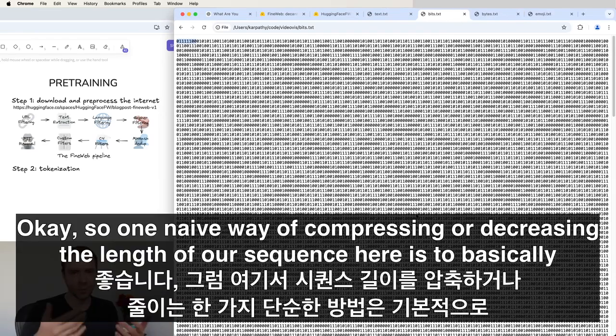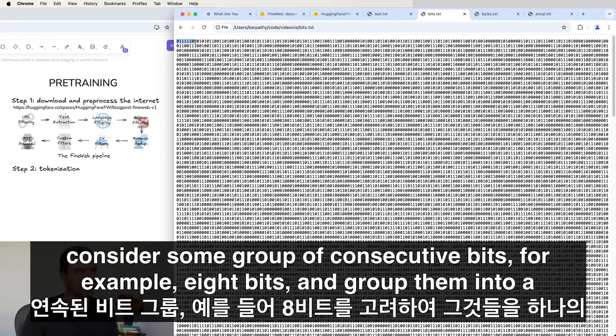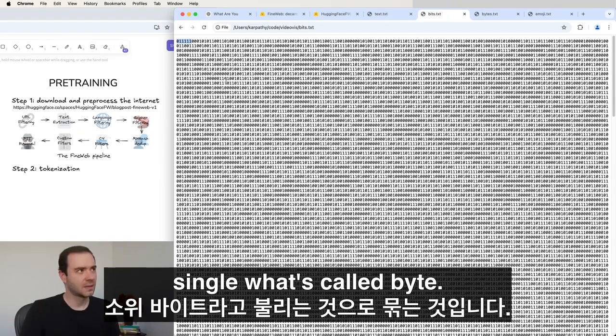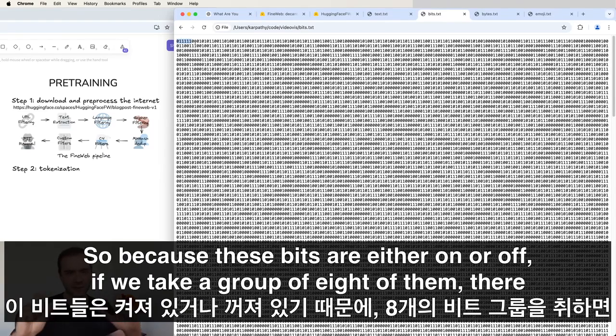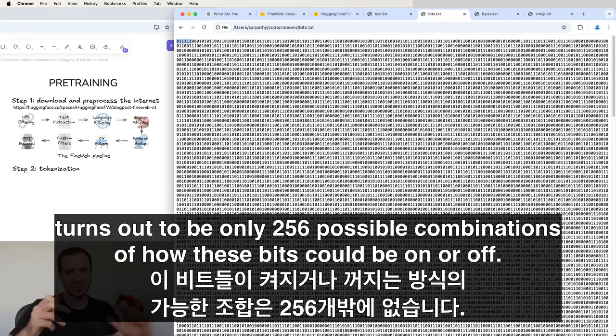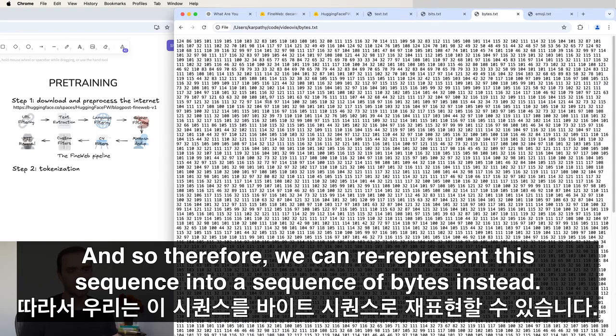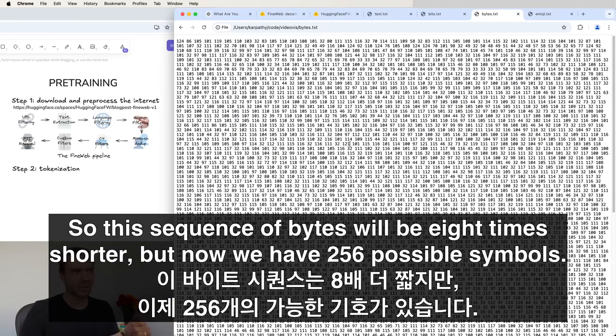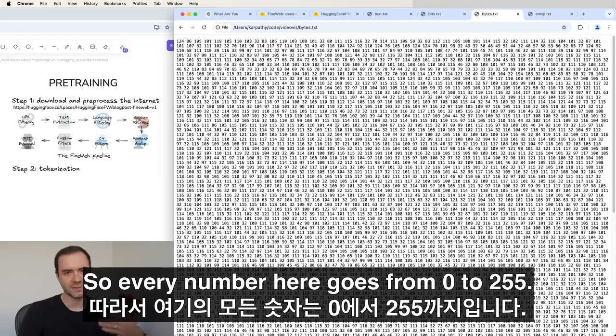Okay, so one naive way of compressing or decreasing the length of our sequence here is to basically consider some group of consecutive bits, for example, 8 bits, and group them into a single what's called byte. Because these bits are either on or off, if we take a group of 8 of them, there turns out to be only 256 possible combinations of how these bits could be on or off. And so therefore we can re-represent this sequence into a sequence of bytes instead. So this sequence of bytes will be 8 times shorter, but now we have 256 possible symbols. So every number here goes from 0 to 255.